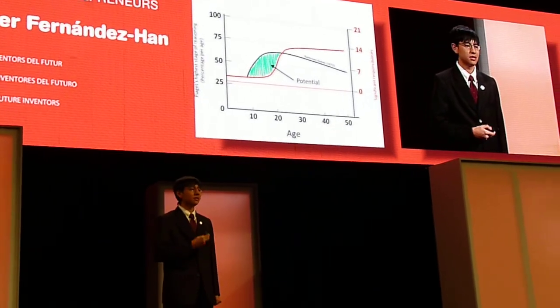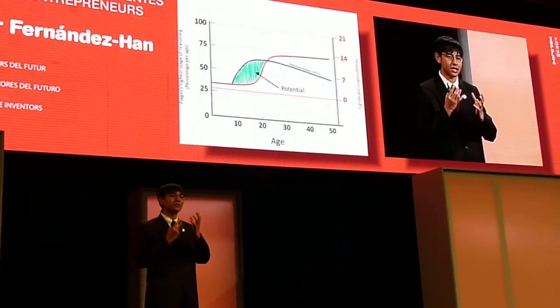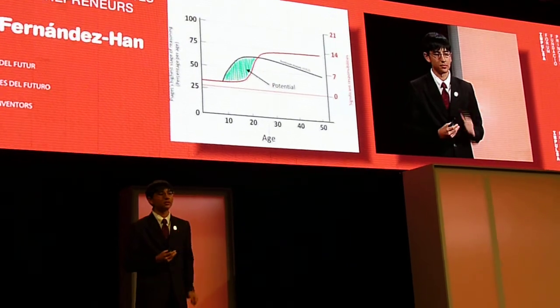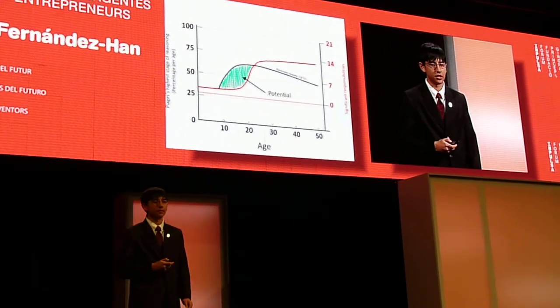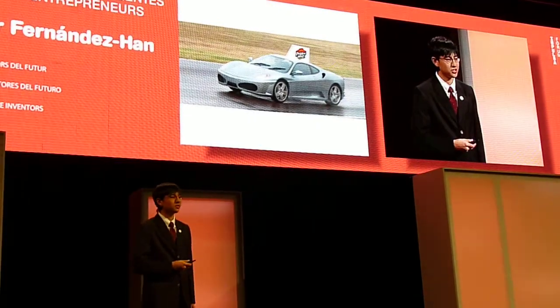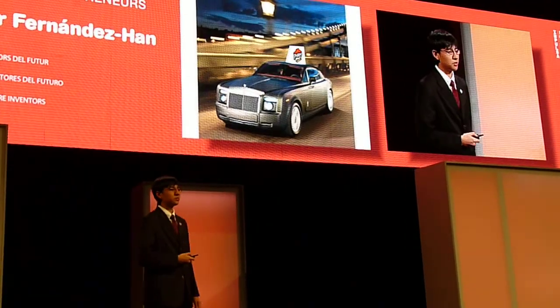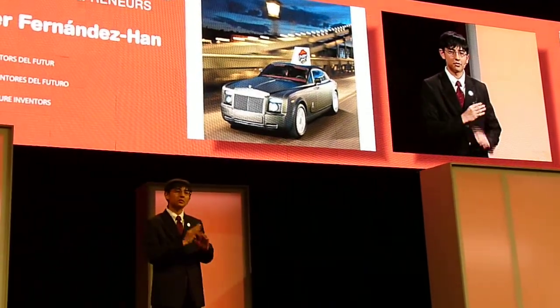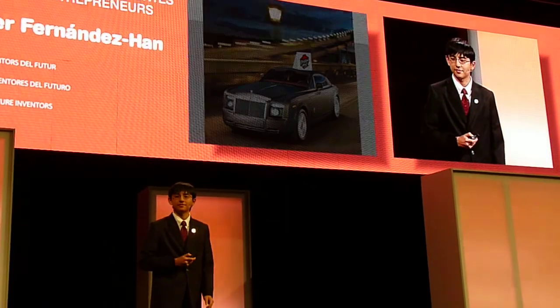And I think that we need to have teenagers help us to solve problems because they have a great untapped potential here. And to me, this is a way of showing the waste of potential. It's like using a Ferrari or a Rolls Royce to deliver pizza. They have great potential, but we're not using it.